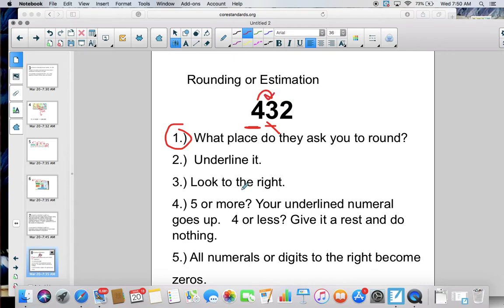If it's 5 or more, your underlined numeral goes up. 4 or less, you're going to give it a rest. So for example, this is a 3, so we do nothing, we leave it, and the number would round to 400.